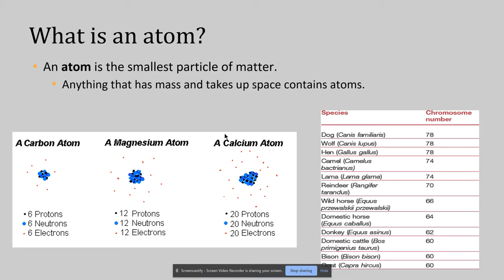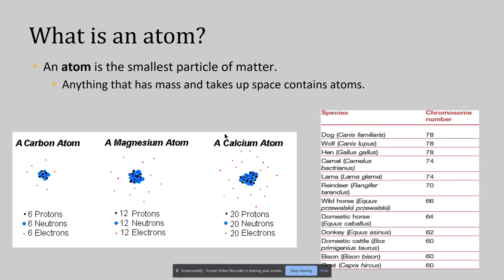First we need to define what an atom is, and an atom is just the smallest particle of matter. It's the smallest we can break something down and still consider it matter. Anything in the universe, aside from energy, contains atoms. We may have a larger cluster of atoms, or a different type of atom, but everything that is made up of matter contains atoms.